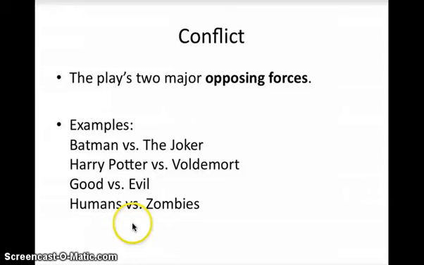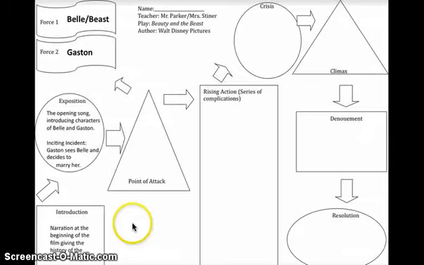In Beauty and the Beast, it's Belle and the Beast as the protagonists and Gaston as the antagonist. So Belle and Gaston are in conflict, and the Beast and Gaston are in conflict.